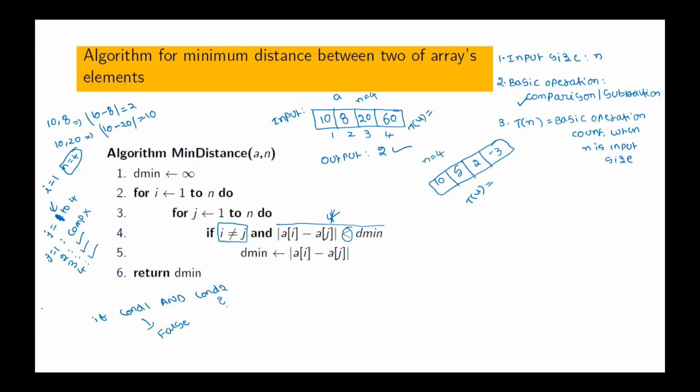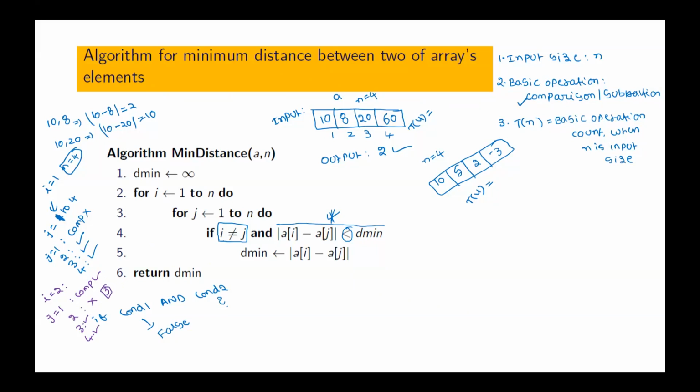Now look at the case where i equals 2. J equal to 1, the comparison is performed. J equal to 2, not performed. J equal to 3, it is performed. J equal to 4, it is performed. That means when i equals 2, how many times is this comparison operation performed? Here also 3 times.